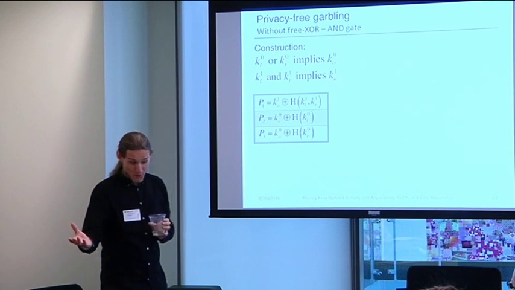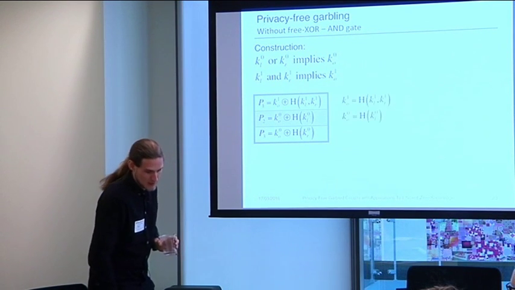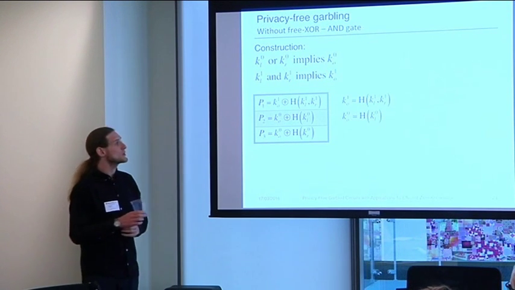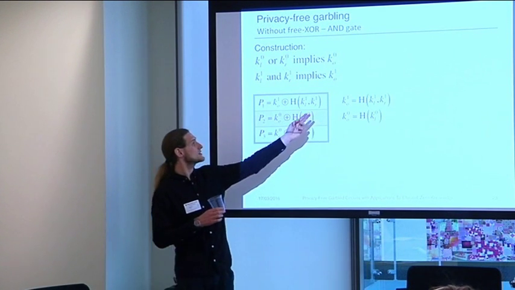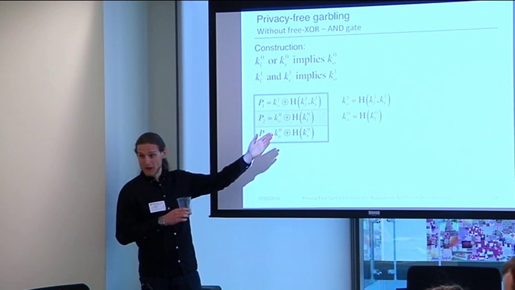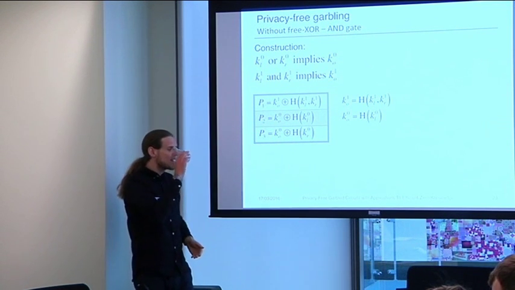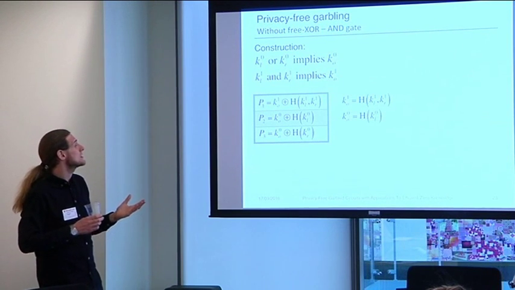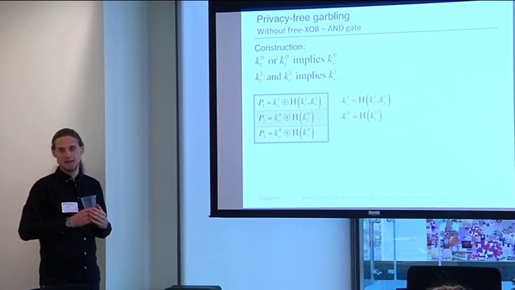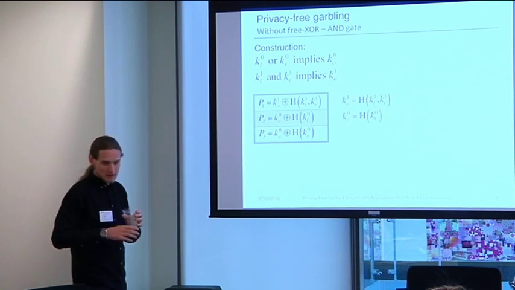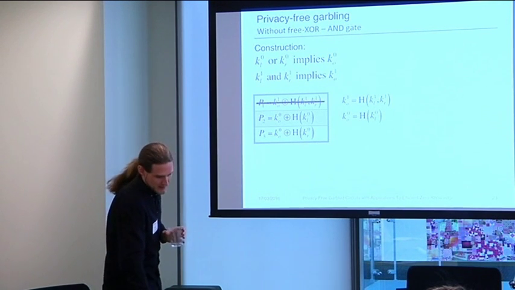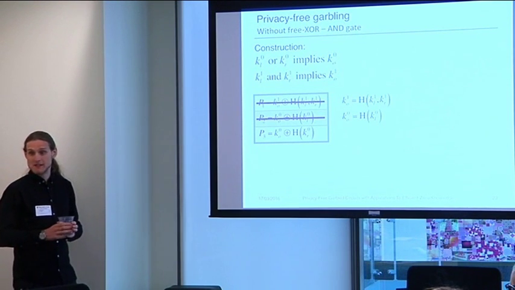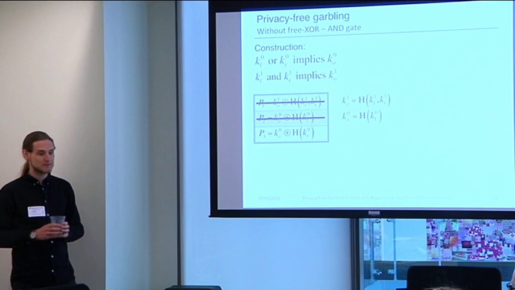But we can actually use row reduction. We can let the output 1 key be defined to be the hash of the left 1 key and the right 1 key. Similarly, since we don't use free XOR, we can also define the output zero key to be the hash of the left zero key. So with this in mind, we can actually remove two of the ciphertexts, and what's left is just a single ciphertext in this garbled gate.